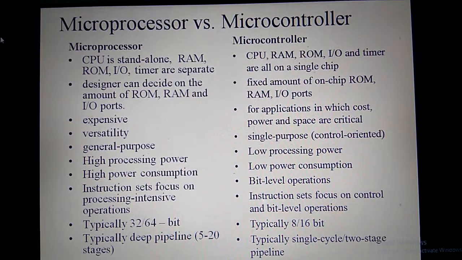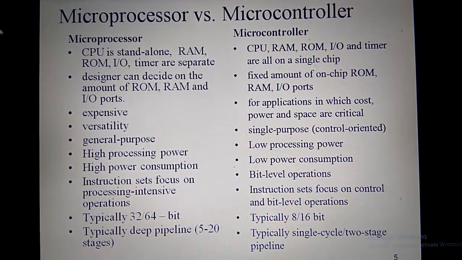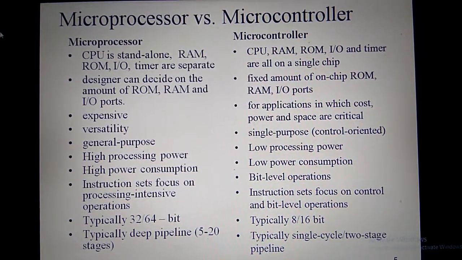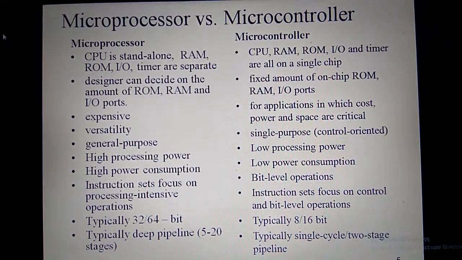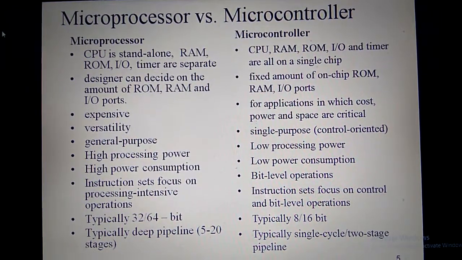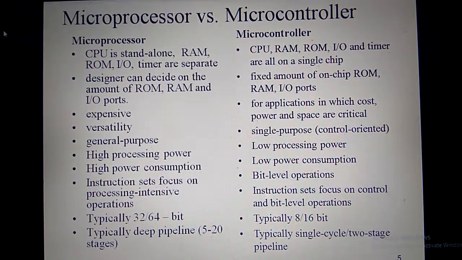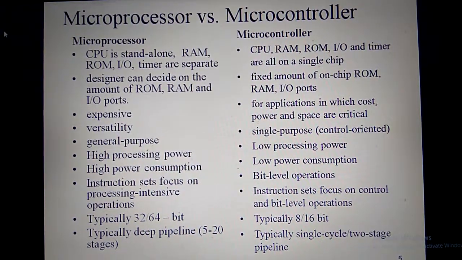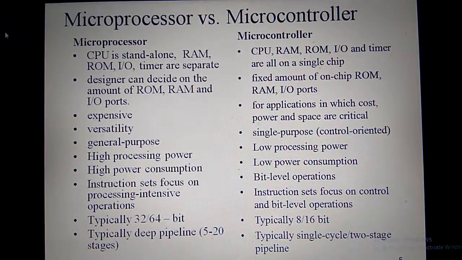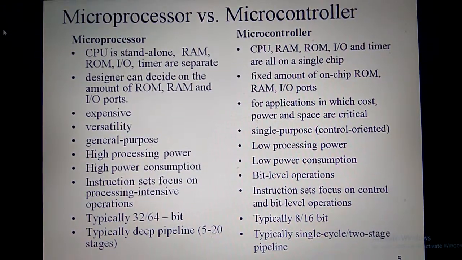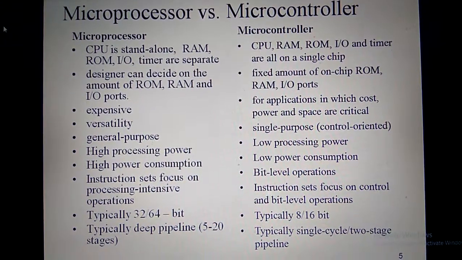Microprocessors are generally expensive, but a microcontroller is less expensive than the microprocessor because it is built for specific applications. Next, microprocessors are versatile in nature. They can be put to use for many applications, but a microcontroller is used for a single purpose only, mainly control oriented.